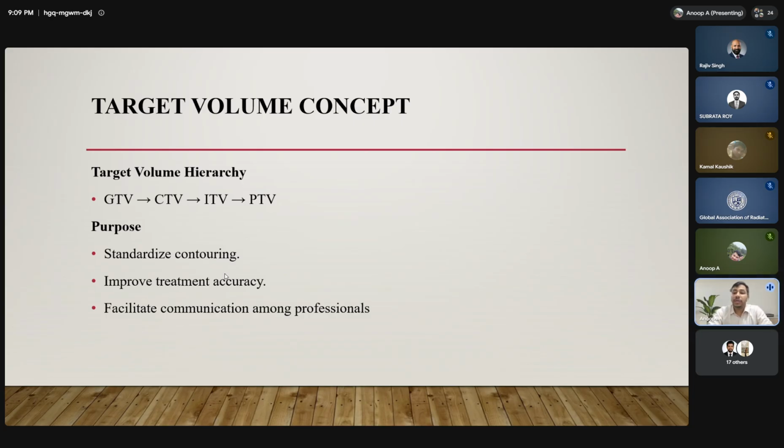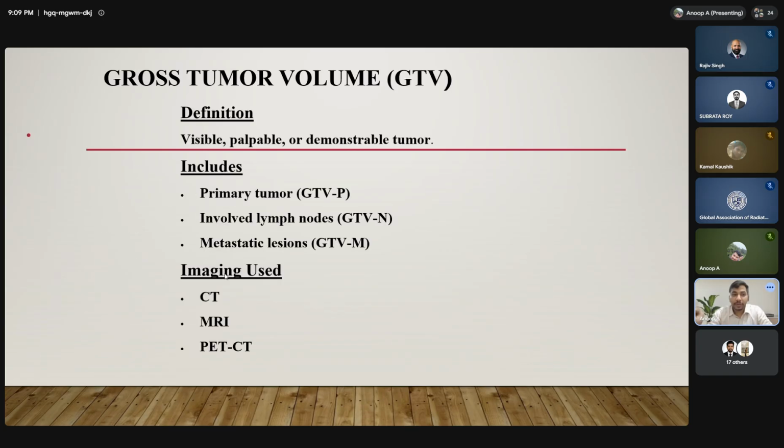In radiation oncology and medical physics, the target volume concept refers to a standardized framework established by ICRU. This hierarchy uses expanding concentric margins around the tumor to ensure the malignancy receives an adequate radiation dose while accounting for microscopic spread, organ motion, and positioning variations. The purpose is to standardize the contouring, improve the treatment accuracy, and facilitate communication between the professionals.